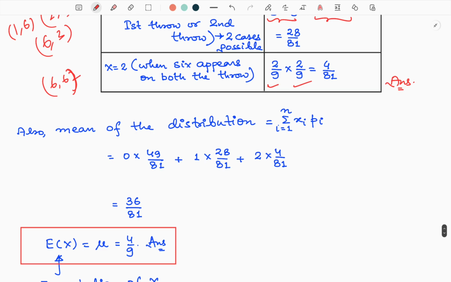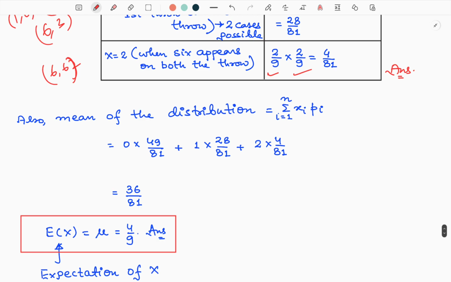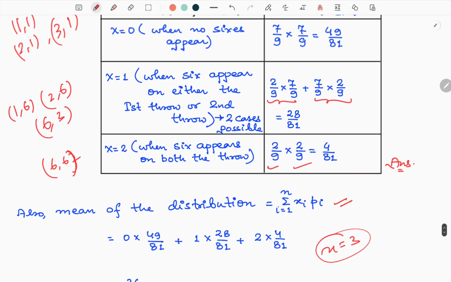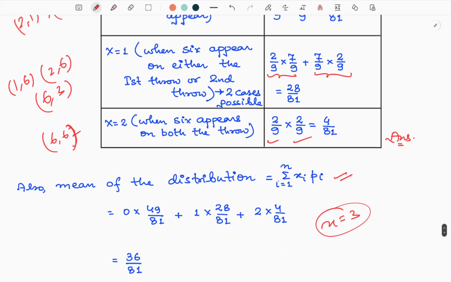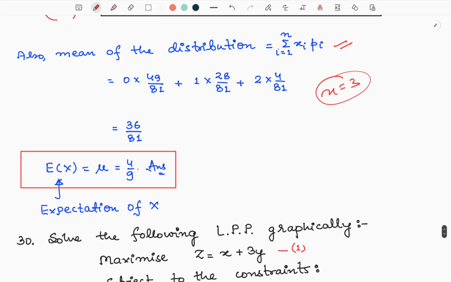The mean of the distribution is also known as the expectation of x, and it is denoted by the symbol mu. So mu is calculated as the summation, i varies from 1 to n, of xi pi. Here n value is 3, xi is 0, 1, 2, and pi is 49 by 81, 28 by 81, 28 by 81, 4 by 81. Put all the values in here, you will get mu as 36 by 81. And 36 by 81 contains 9 as a common factor, so the answer will be 4 upon 9.